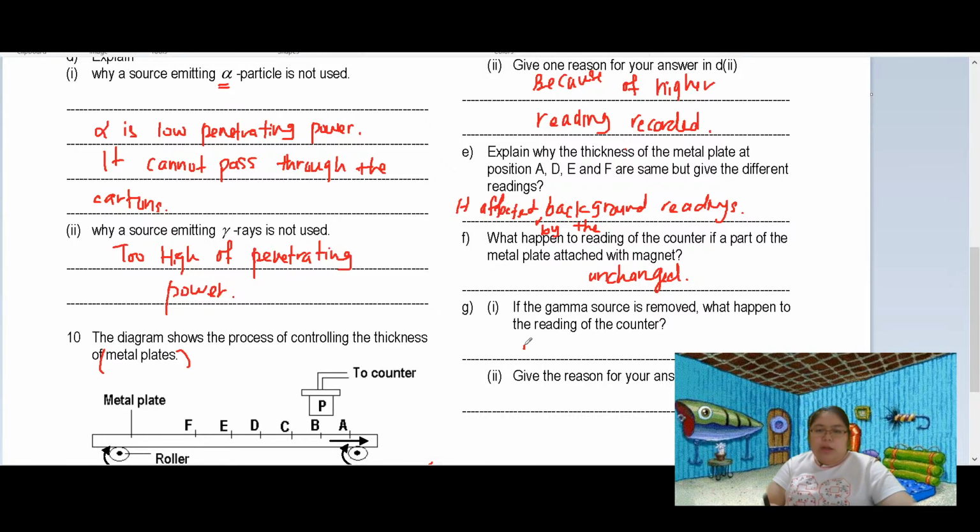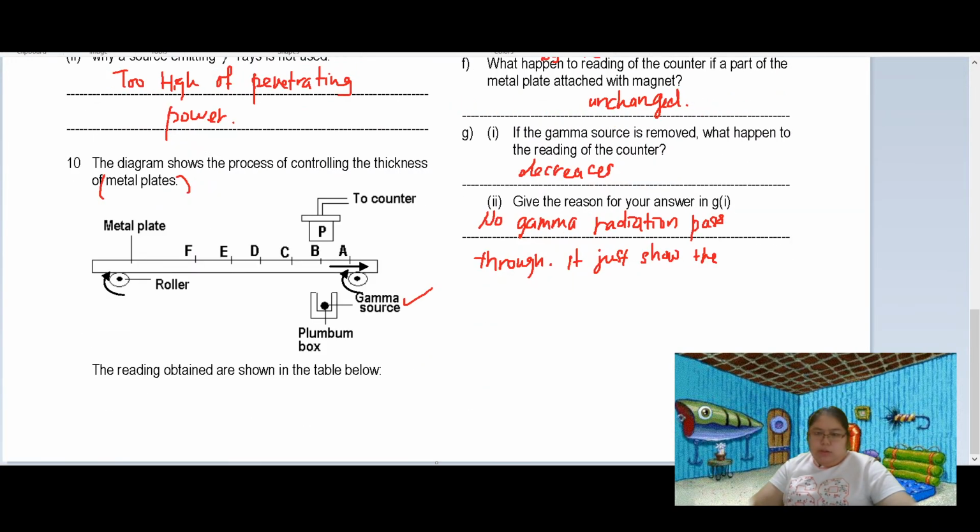Okay, nothing happened, unchanged. If the gamma source is removed, what happens to the reading? The reading must decrease. No gamma already, so that's why it decreases. The reason is no gamma radiation passes through. It just shows the background readings. They just show the background reading, so that's why the reading will drop.